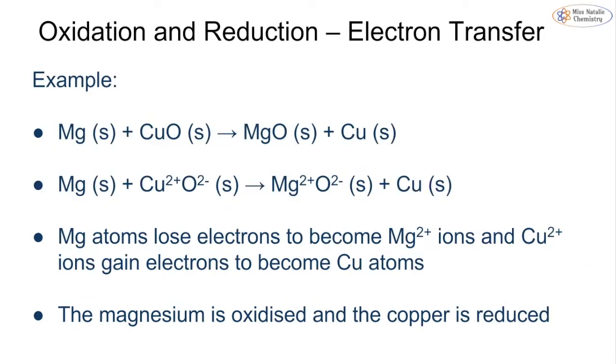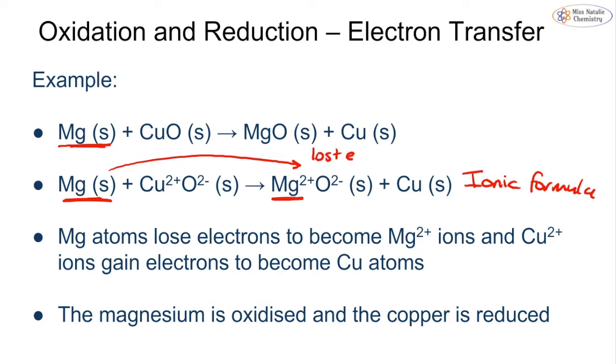So let's look at our same example of magnesium and copper in terms of the atoms and ions to show the electron transfers. Here we start off with magnesium being an atom, and when it goes to form the magnesium oxide, I can write the ionic formulas, and we can see that the magnesium becomes a magnesium 2+ ion. So the magnesium has lost electrons. Because it has lost electrons, remember OIL RIG, that tells us that the magnesium is oxidized.